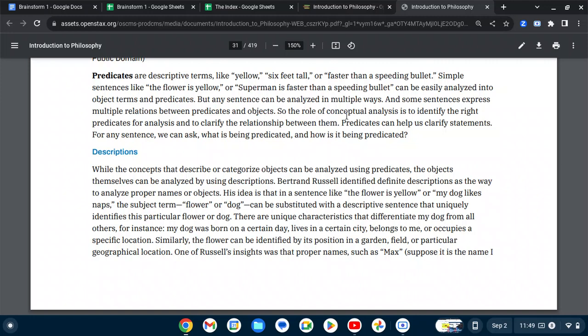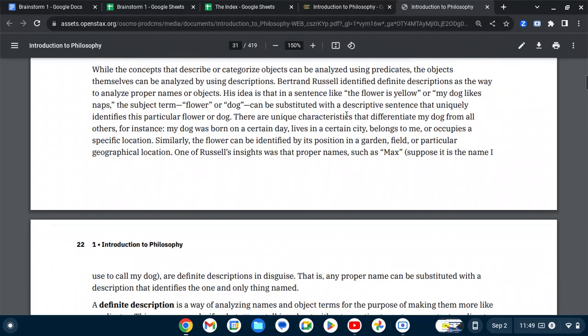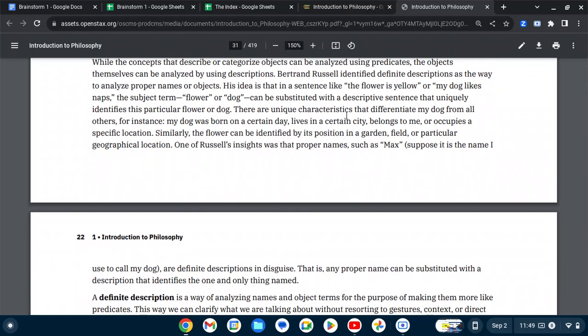For any sentence, we can ask what is being predicated and how is it being predicated. Descriptions. While the concepts that describe or categorize objects can be analyzed using predicates, the objects themselves can be analyzed by using descriptions. Bertrand Russell identified definite descriptions as the way to analyze proper names or objects. His idea is that in a sentence like the flower is yellow or my dog likes naps, the subject term flower or dog can be substituted with a descriptive sentence that uniquely identifies this particular flower or dog.